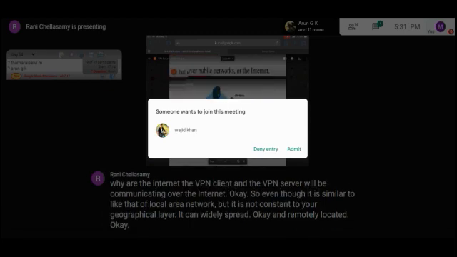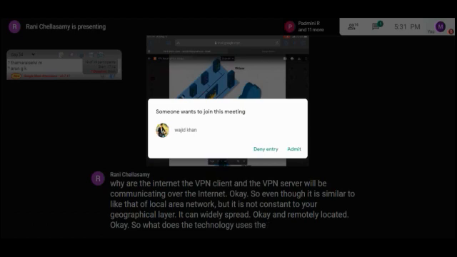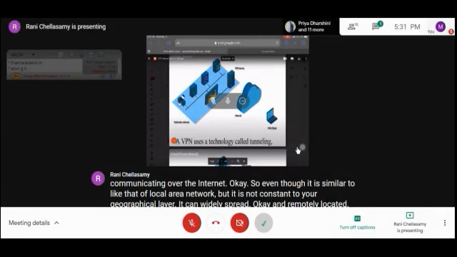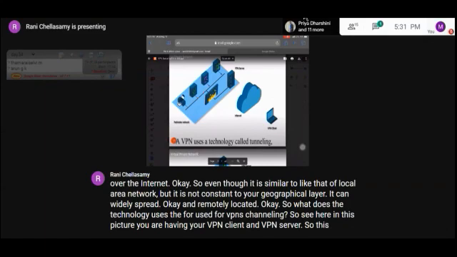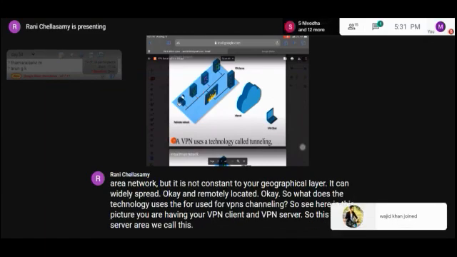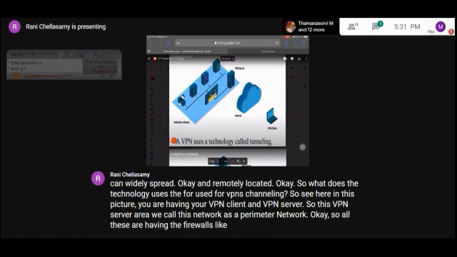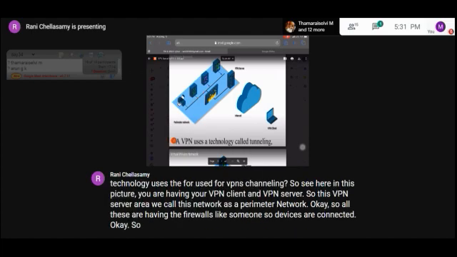Okay. So what does the technology used for VPN is tunneling. See here in this picture, you are having a VPN client and VPN server. This VPN server area, we call this network as a perimeter network. All these, you are having the firewalls and so-and-so devices connected. So the client will be communicating with the VPN server via the internet.